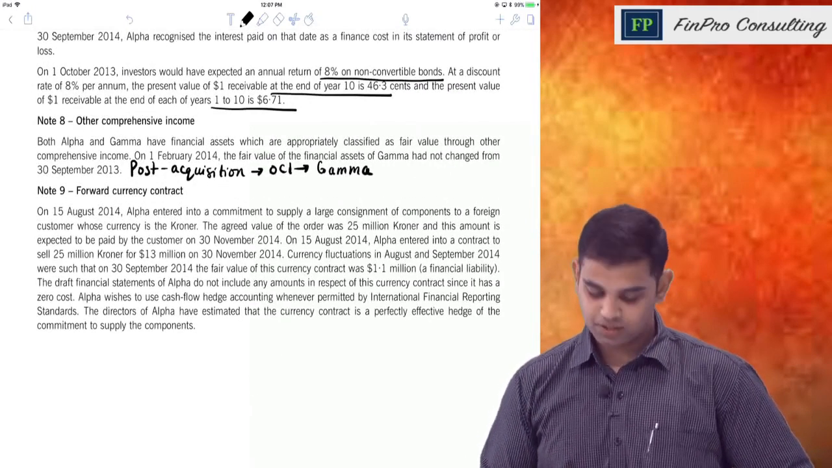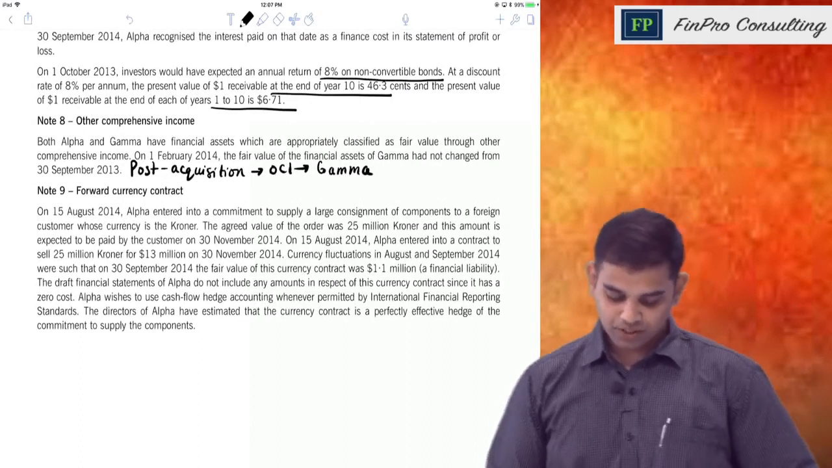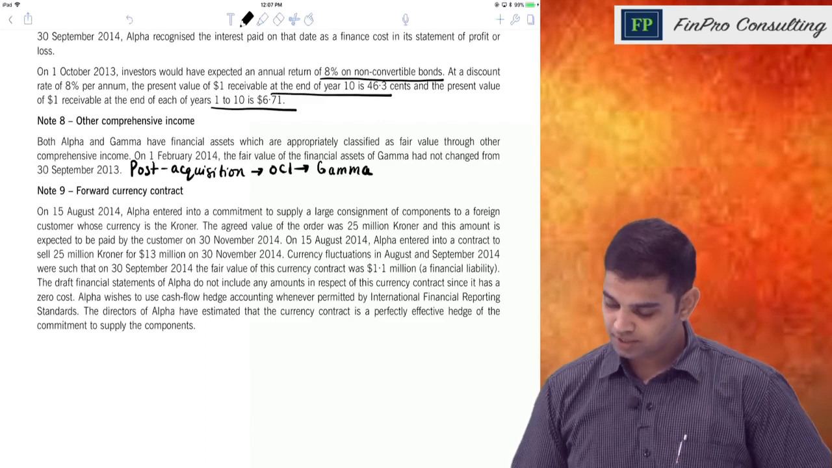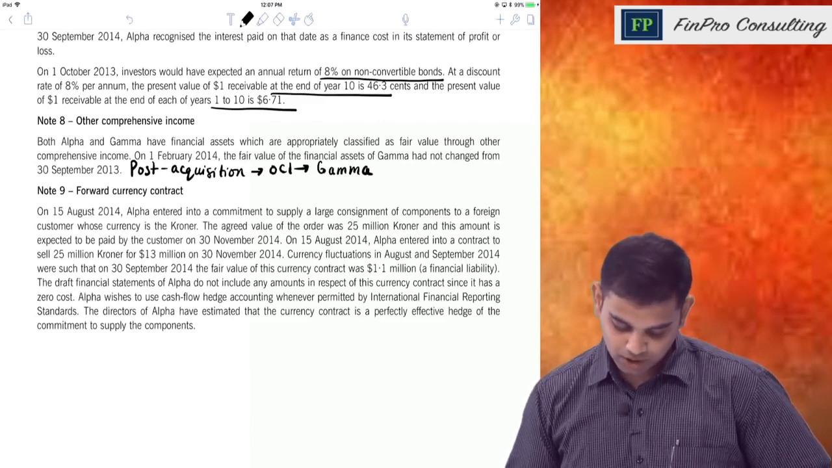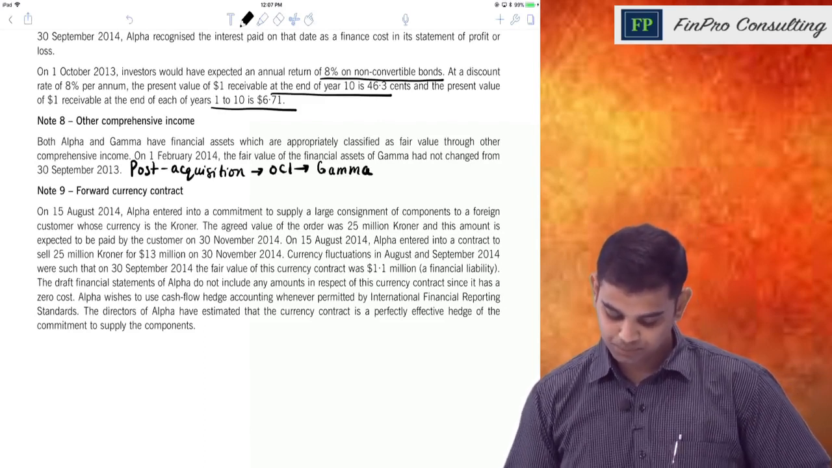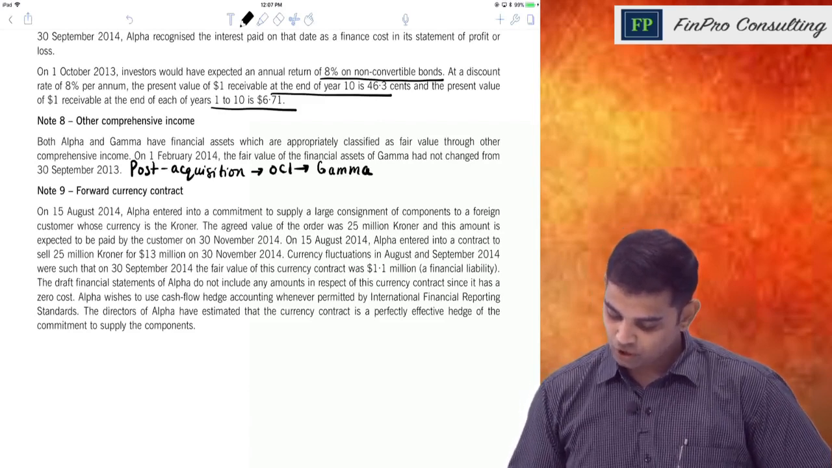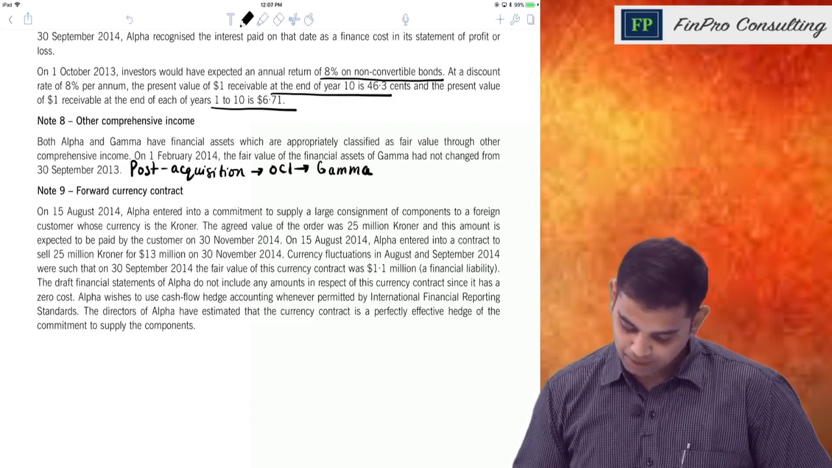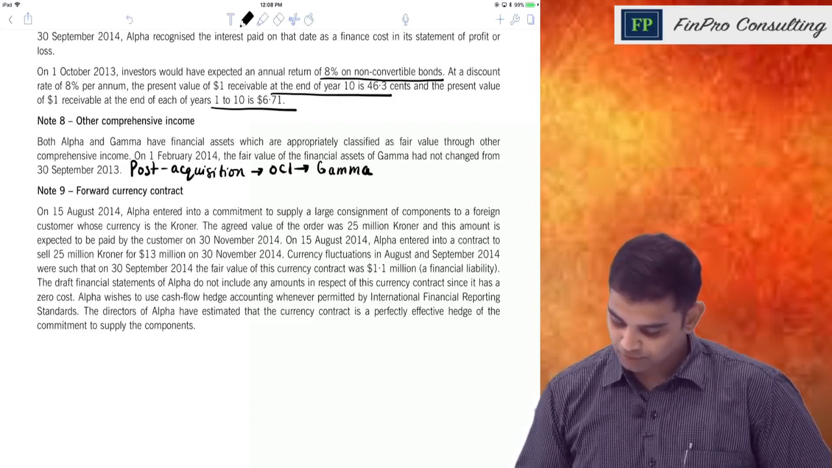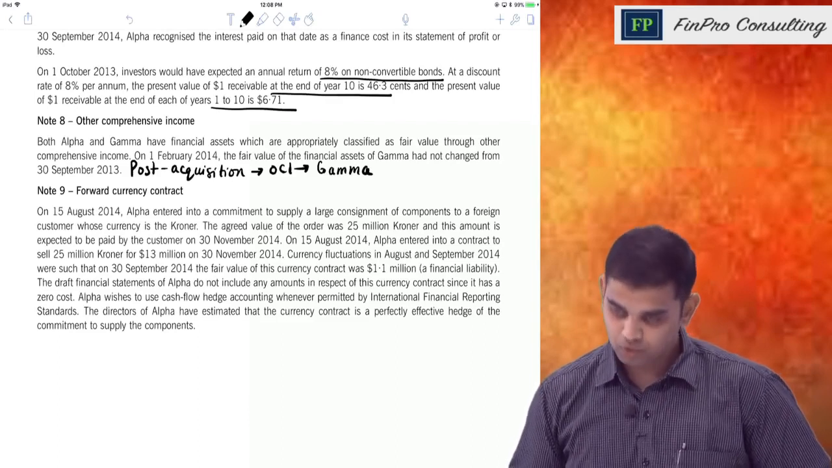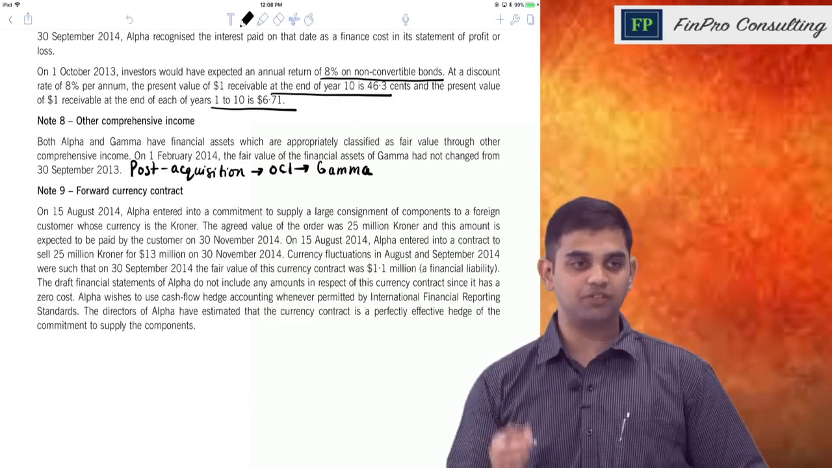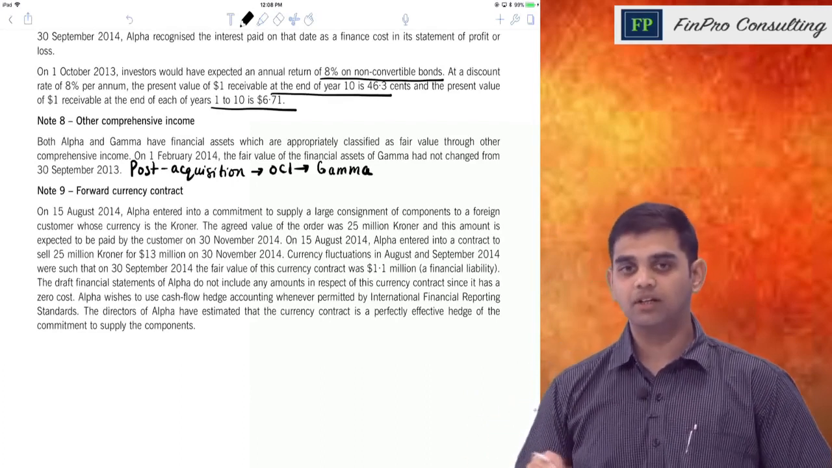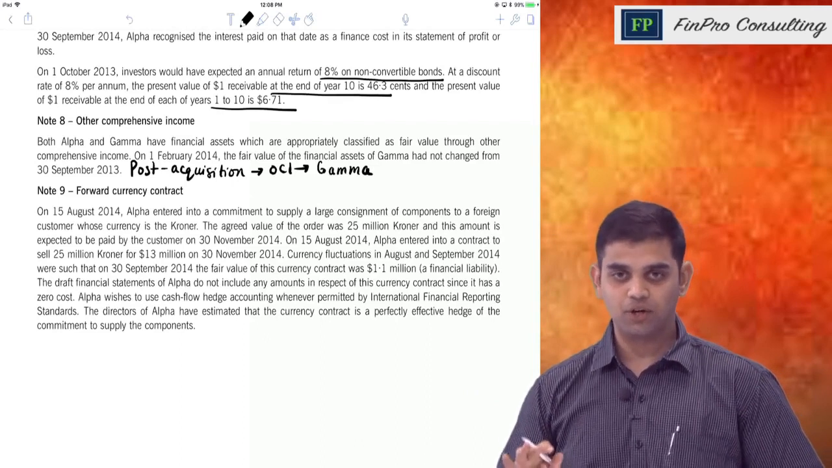Note number 9, forward currency contract. On 15th August 2014, Alpha entered into a commitment to supply a large consignment of components to a foreign customer whose currency is kroner. The agreed value of the order was 25 million kroners, and this amount is expected to be paid by the customer on 30th November 2014. So we have like pre-committed kind of sales in the next year. Kroner is generally the currency in the Scandinavian countries, Norway, Denmark, Sweden.